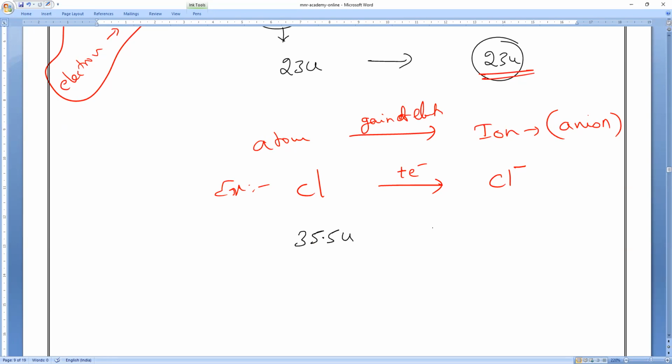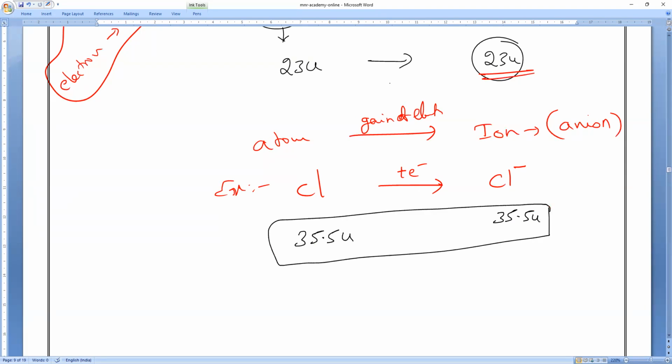Check 35.45? Yeah, 35.5 exactly you should take. Then the chlorine ion also is how much? 35.5 U only. Understand? Anything doubt, you can ask me. So atomic masses remain constant.